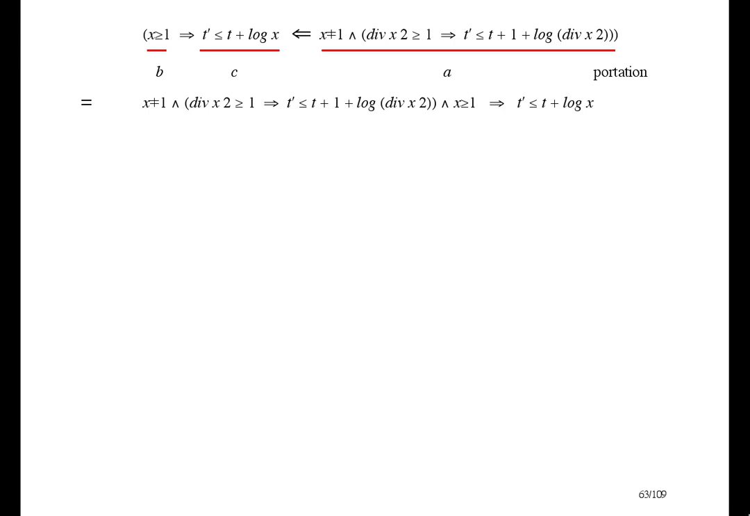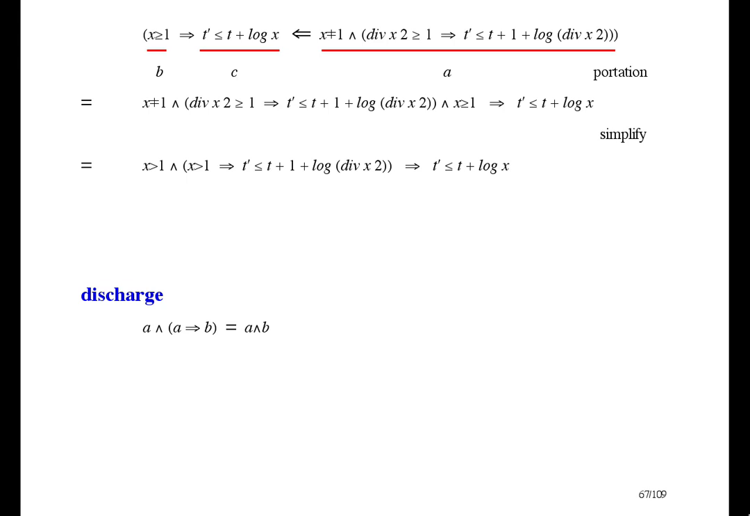Now we can simplify it a bit. X greater than or equal to 1 and x not equal to 1 becomes x greater than 1. Where it says div x2 greater than or equal to 1, if half of x is greater than or equal to 1, then x is greater than or equal to 2. Or I'll just say x is greater than 1 again. Now we can use discharge, which says A and A implies B is the same as A and B. In our expression, there's A and A implies B. So that gets simplified to this.